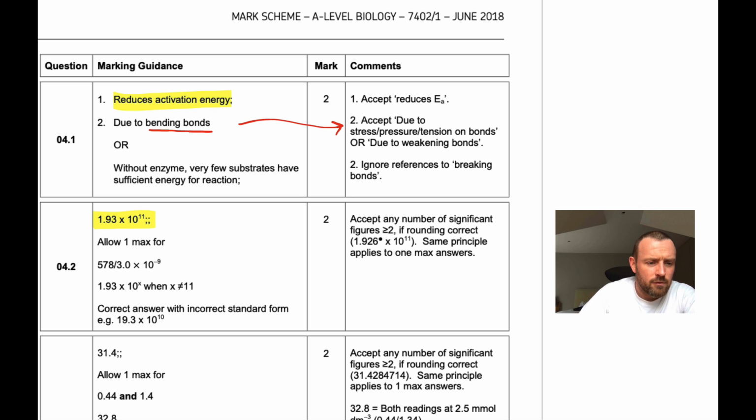You can get 1 mark for the calculation, and 1 mark for just getting the standard form wrong, so having 1.93 times 10 to the something, but getting it wrong. Okay. Moving on.